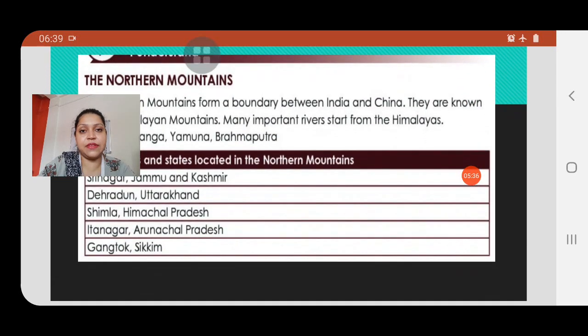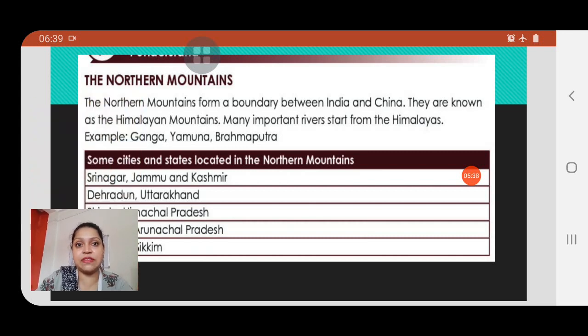So in our next slide, the first physical feature we'll study is the northern mountain. And what are the northern mountains? The northern mountains form a boundary between India and China. They are known as the Himalayan mountains. Many important rivers start from the Himalayas, for example, Ganga, Yamuna, and Brahmaputra.